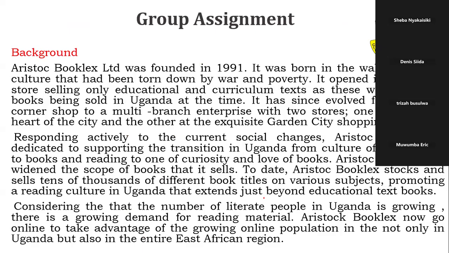So, based on that, we want to remind ourselves again of strategy development. I think most of you in Kampala know this bookshop. I haven't been in Kampala in a long time, but I think it should be there.